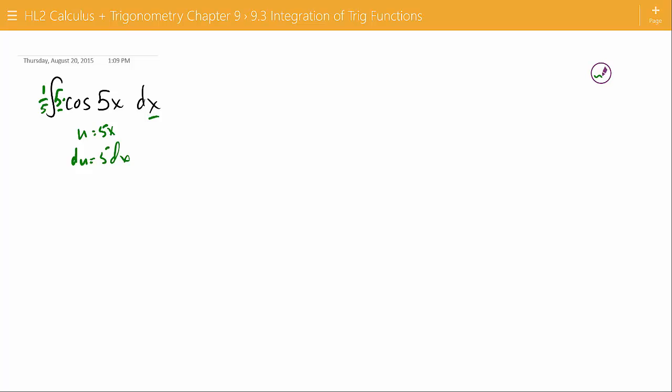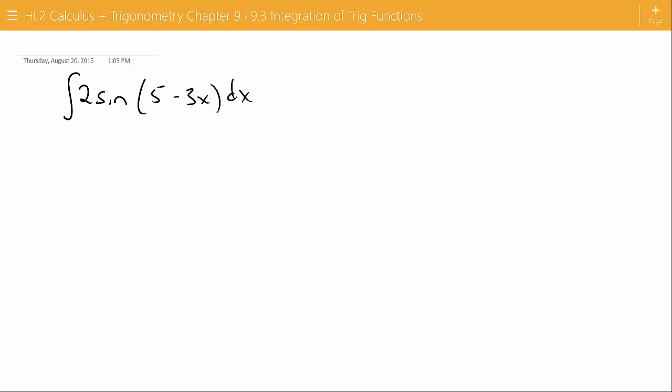So what I'm looking at here instead is 1/5 times the integral of cosine u du. And what's the antiderivative of cosine? Well, it's sine. So we have 1/5 times sine of u, but u is 5x plus c. And there is this indefinite integral worked out.